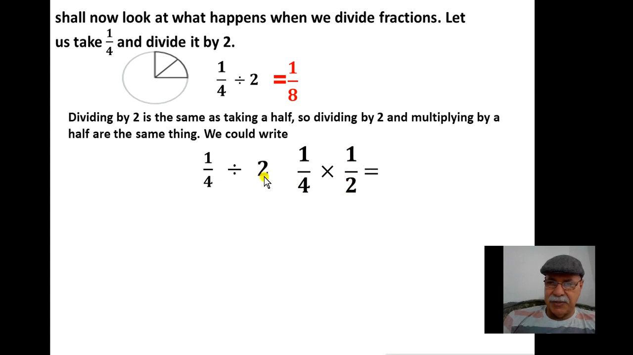That's why it's the same. You change the divide symbol into a multiply symbol and turn the fraction upside down to 1 over 2. Now you see it is a normal multiplication. 1 times 1 is 1, 4 times 2 is 8.